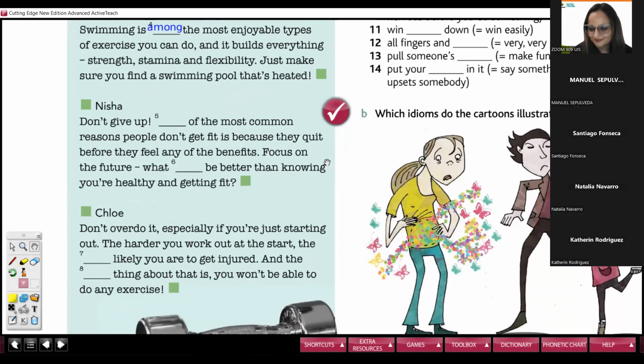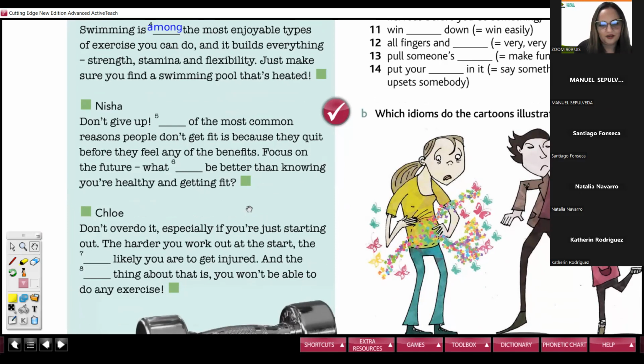Don't give it up. One of the most common reasons people don't get fit is because they quit before they feel any of the benefits. Focus on the future. What could be better than knowing you are healthy and getting fit?